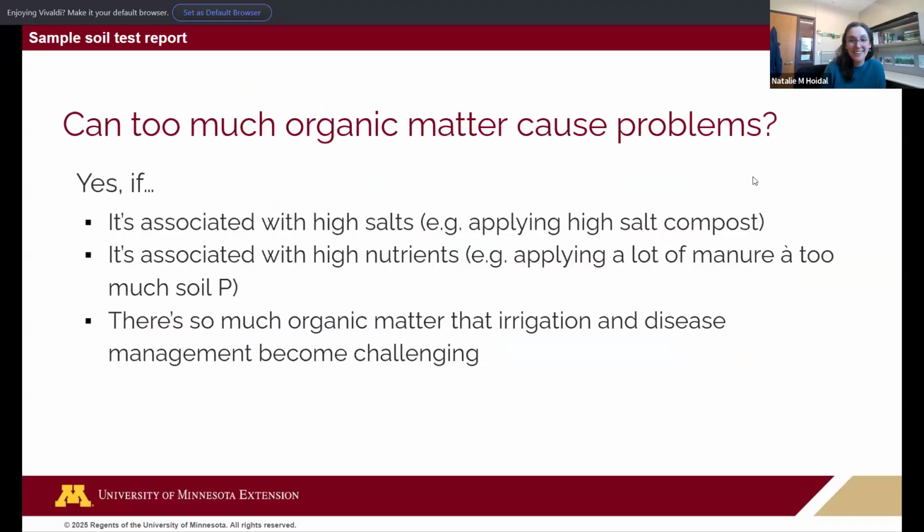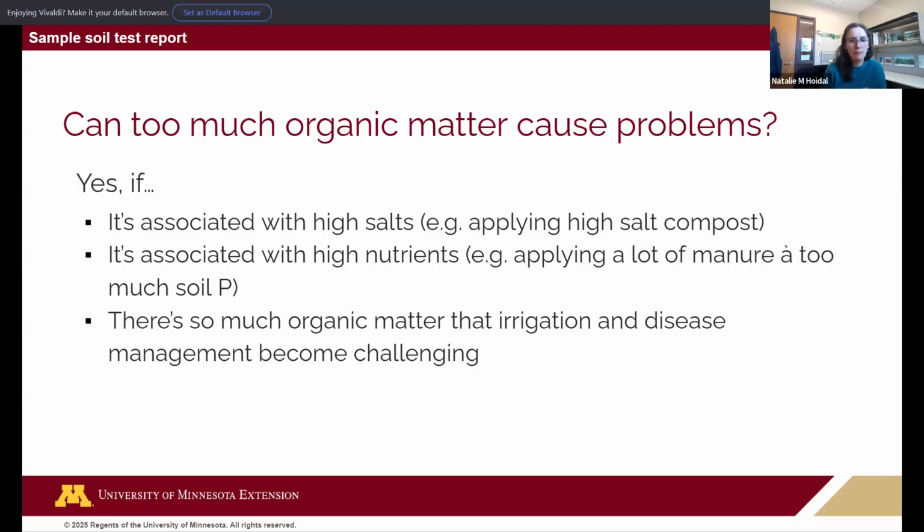Some organic matter is great, but sometimes if we're putting a ton of compost in the soil, that can be associated with high salts. It can result in a nutrient imbalance. Often that means we end up with a lot of phosphorus in the soil. And if we have so much organic matter, it can cause issues with irrigation.